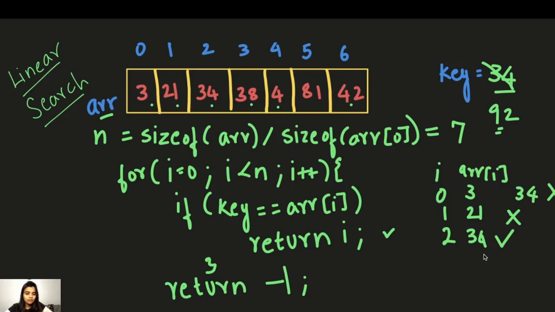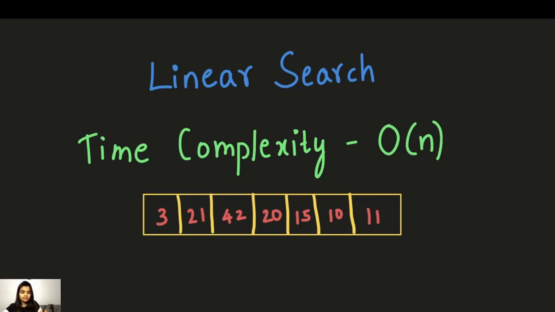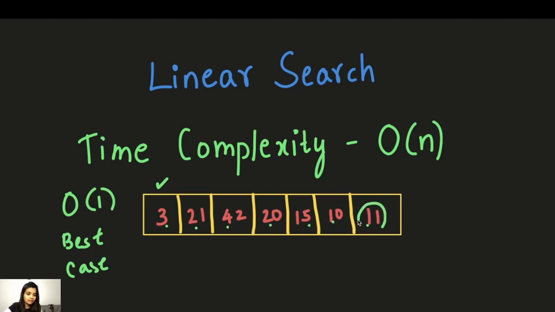Now let's just take a look at the time complexity of this algorithm. In case we find the element in the very first position, then the time complexity will be big O of 1. This will be the best case scenario. But in case we search every single element and then we don't find it, or we find it at the last, then our time complexity will be big O of n, which is the worst case.